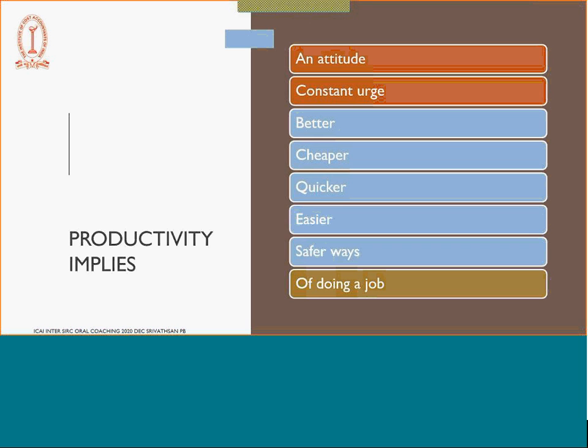The activity was there, which I've converted into a visual. What does it imply? It is an attitude, a constant urge. A constant urge means a rush to do things. I'm constantly trying to do something. It's an attitude. I want to make a change. I want to constantly do things faster or quicker, easier and safer. Straight to all this: better, cheaper, quicker, easier, safer, you become productive.